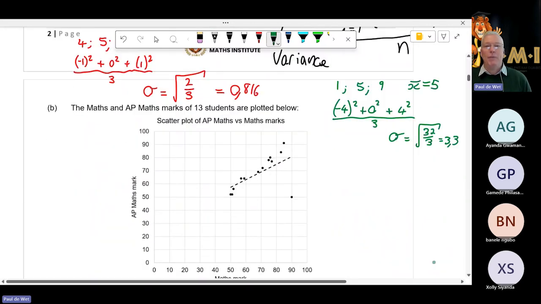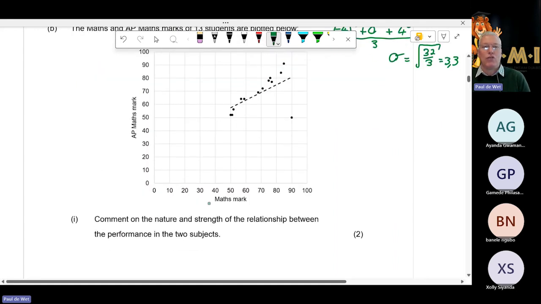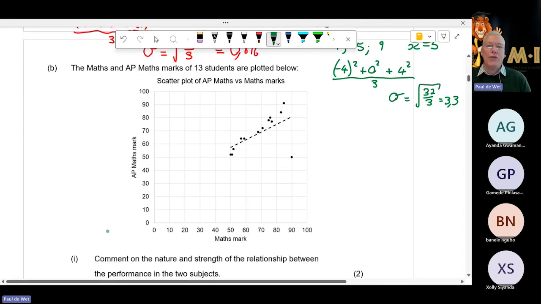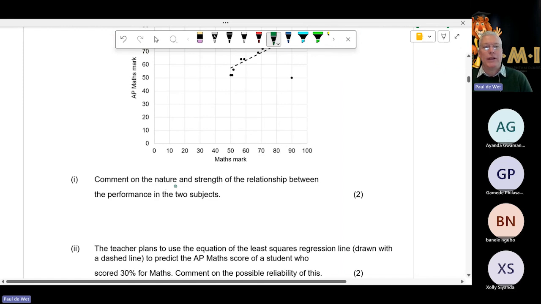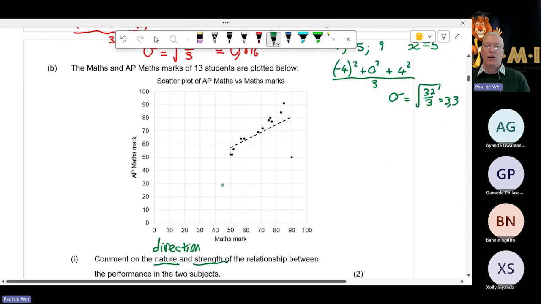Okay. Now, the next type of data handling, and this is a very often asked grade 12 topic, is what we call bivariate data. So we've got two different data sets here. There are two things when we talk about a relationship, when we talk about correlation: the direction and the strength. Who can tell me, this data, is it correlated? Is there a relationship? Yes.